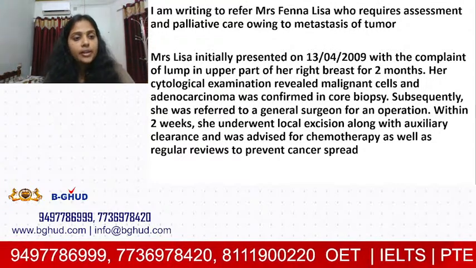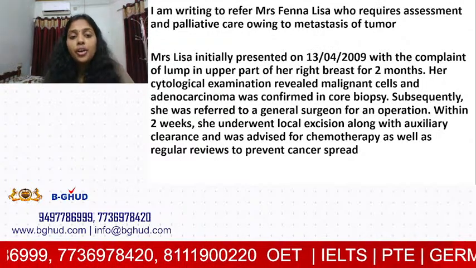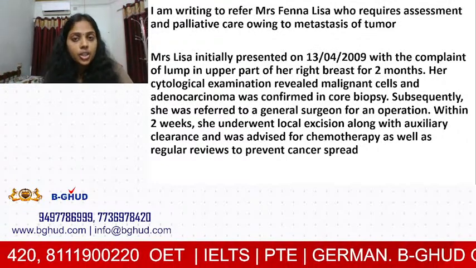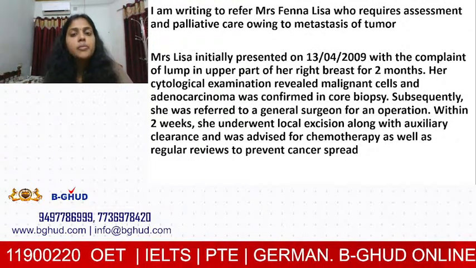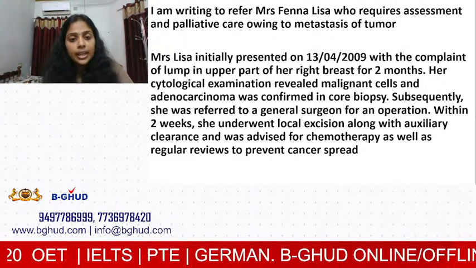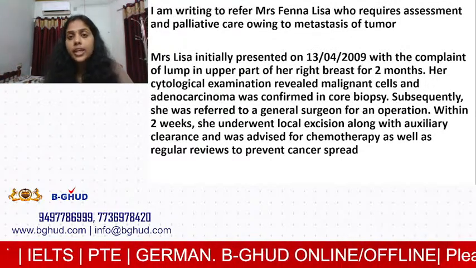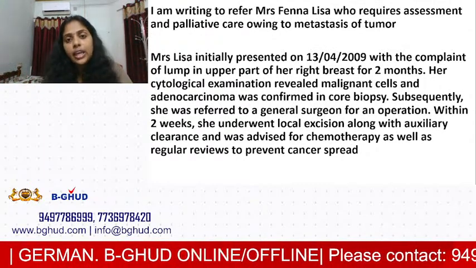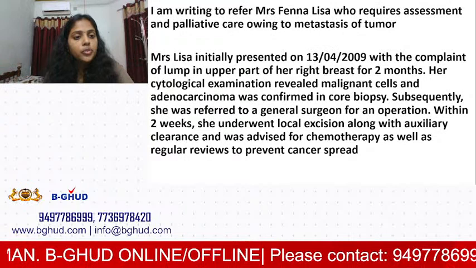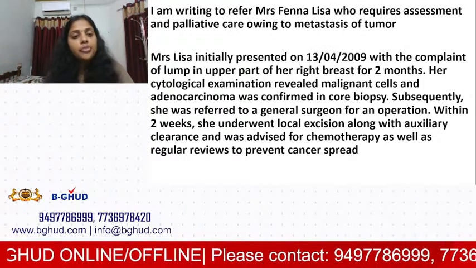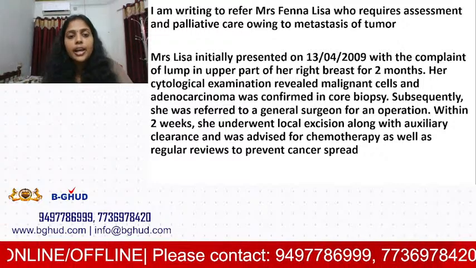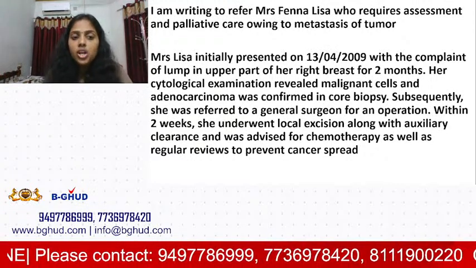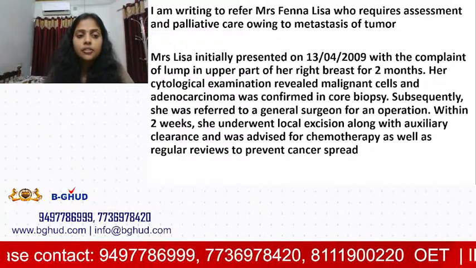Okay, so subsequently, comma, she was referred to a general surgeon for an operation. Full stop. Within 2 weeks, comma, she underwent local excision. Why underwent? Because undergo is first form of the verb, underwent is second form of the verb, undergone is third form of the verb. We use second form of the verb because in simple past we use second form of the verb. The structure is subject plus V2 plus object. So we have to use V2. Underwent is second form of the verb. First one is undergo. So within 2 weeks, comma, she underwent. Exactly. Within 2 weeks, comma, she underwent local excision along with auxiliary clearance and was advised, because advice was provided by somebody else, right? And was advised for chemotherapy as well as regular reviews to prevent cancer spread.